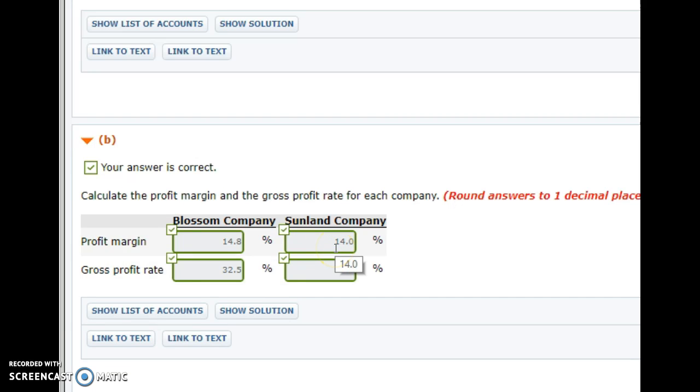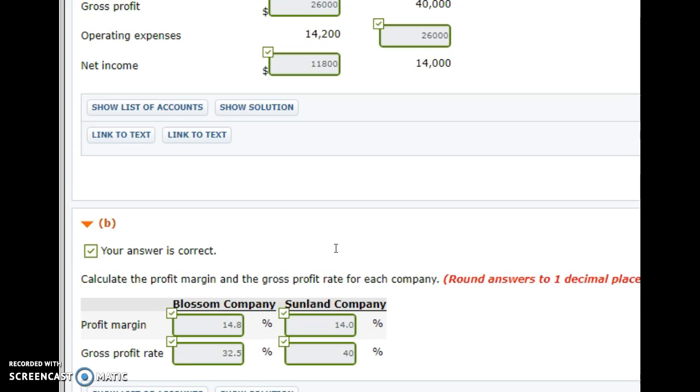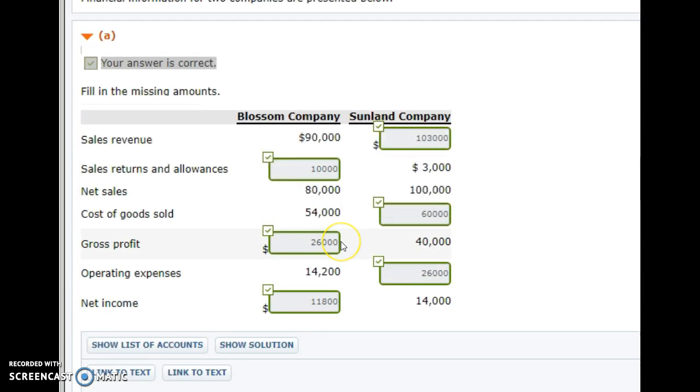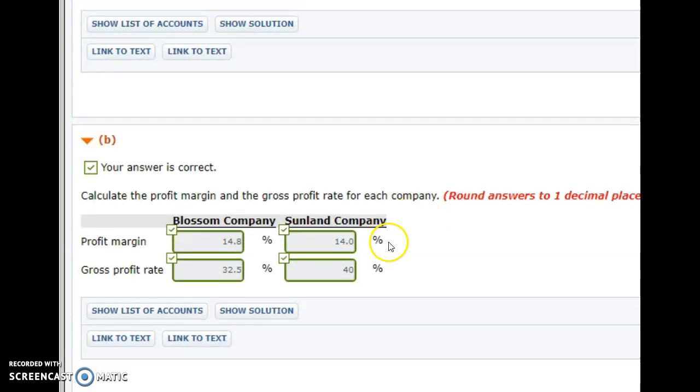Again, Sunland Company is figured the exact same way. We'll come up here and take our net income and divide it by net sales. So 14,000 divided by 100,000 is 0.14, converted to a percentage, and we get 14%.